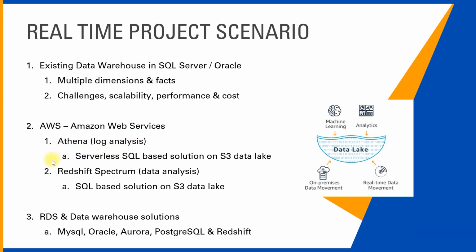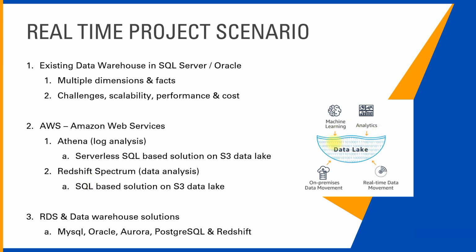This is a serverless SQL-based solution which you can use for SQL querying, like how we write our SQL queries on SQL Server or Oracle. The same way, you can create external tables on top of an S3 bucket, and from there you can run your SQL queries. Redshift Spectrum is another data analysis tool, which is also a SQL-based solution on the S3 data lake. The difference between Athena and Redshift Spectrum is that Athena is serverless, whereas Redshift is based on your Redshift cluster. Both are used for analysis purposes, but Athena is heavily used in log analysis, and Redshift is heavily used for data analysis. You can run analytical queries and build dashboards and aggregations, things like that.